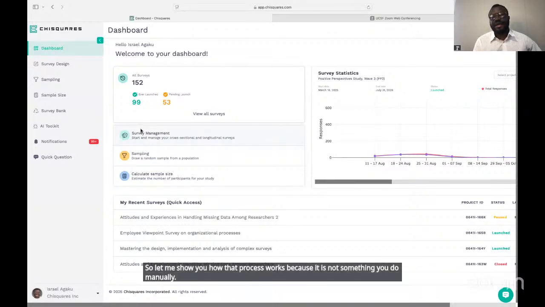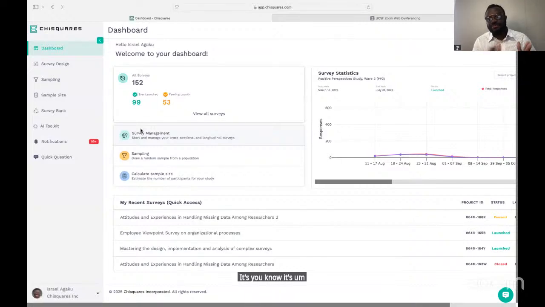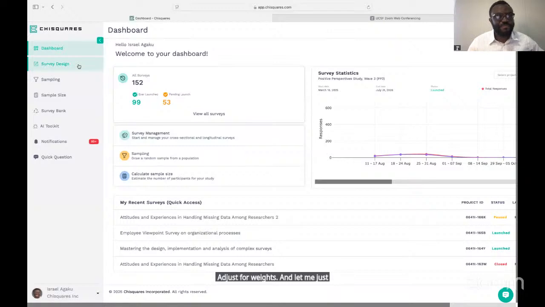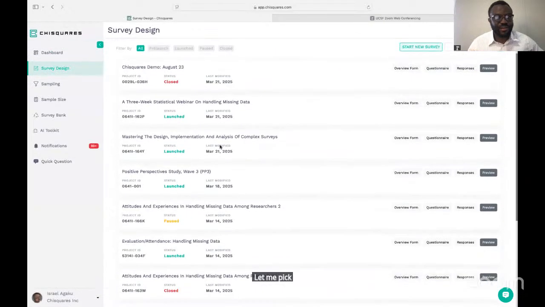The process for addressing non-response weight is called raking, or iterative proportional fitting, because it's iterative, as the name implies. In large surveys, most of the large US national surveys, we use multiple variables to adjust for weights. Let me just show you quickly how that works. Let me pick a survey that is closed.